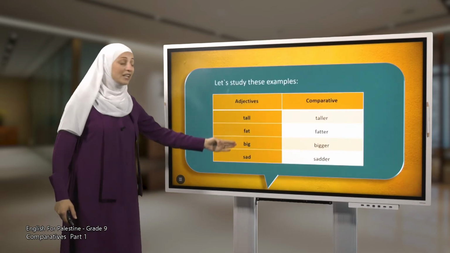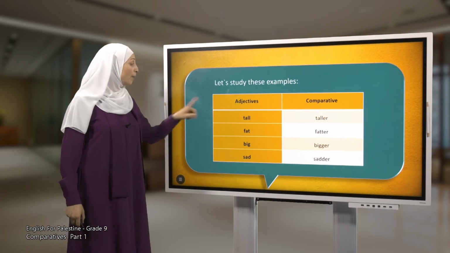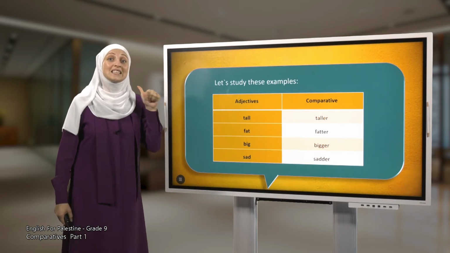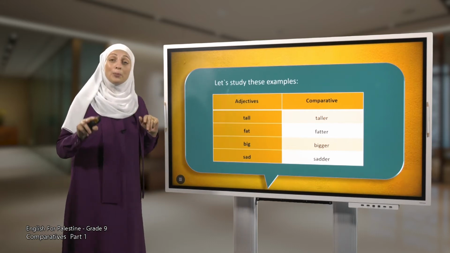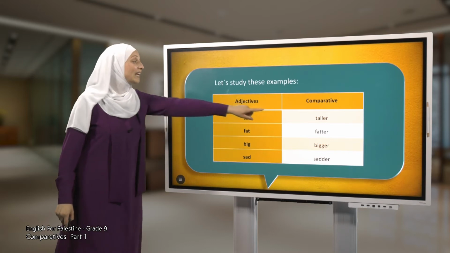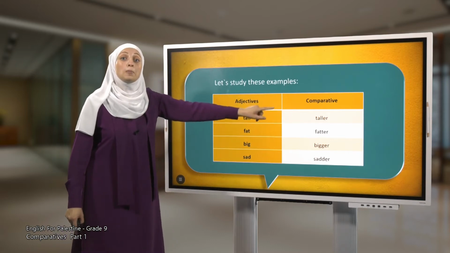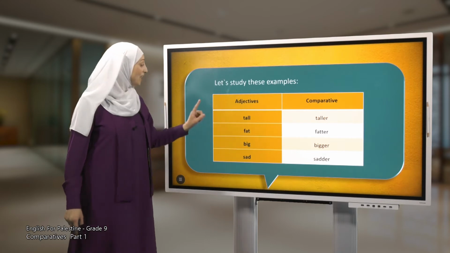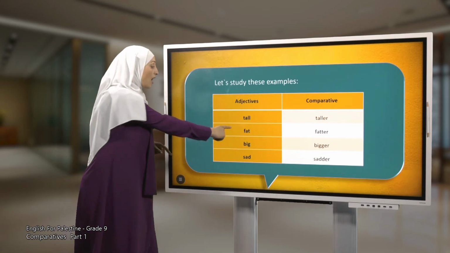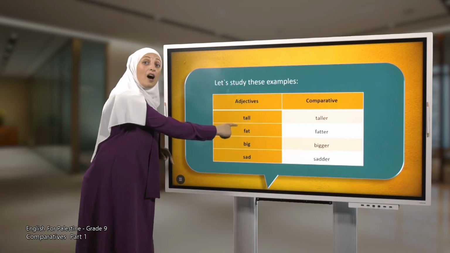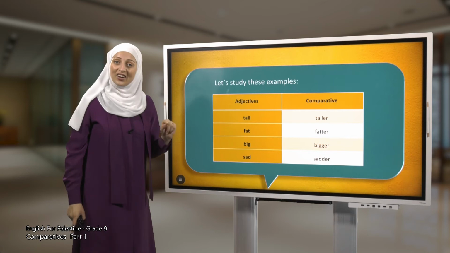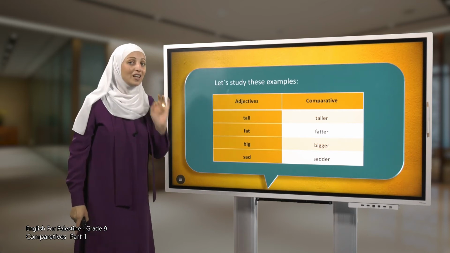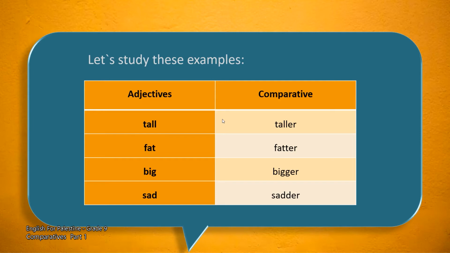Here I have many different adjectives. Let's look at them. Tall here is a one-syllable adjective. So what should I add to compare between two people or two things? I should add ER. So it becomes taller. Fat, in fat, I have a consonant, then a vowel, then another consonant. So before adding ER, I have to double the last letter. So I have fatter, double T, then I add ER.